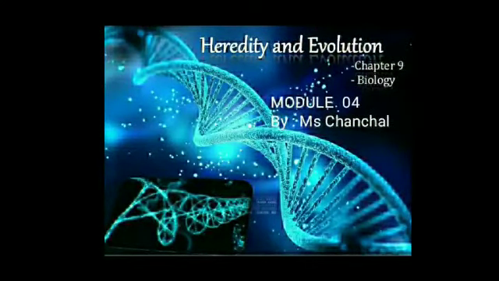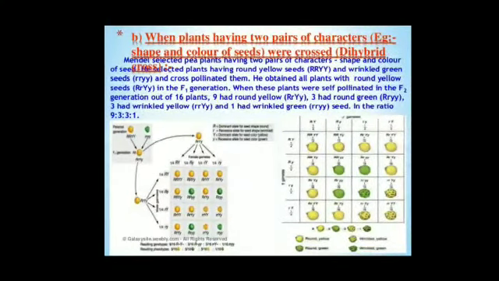We are on module 4 of chapter 9, Heredity and Evolution. We have read about monohybrid cross. In monohybrid cross, Mendel crossed single characteristics of pea plant, that is pure tall plant with the pure dwarf plant, and we will get the genotypic and phenotypic ratio.